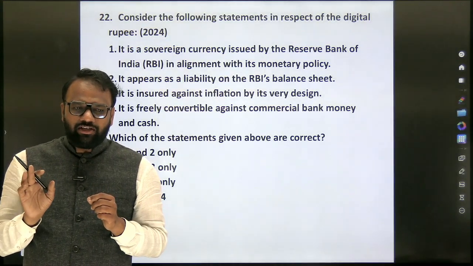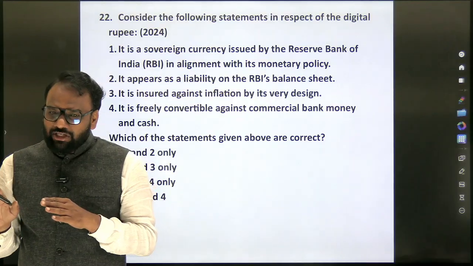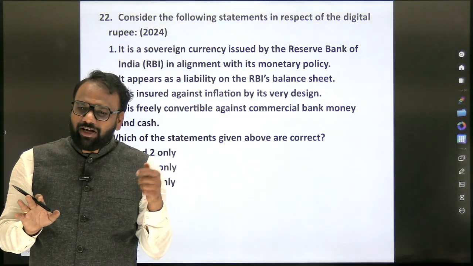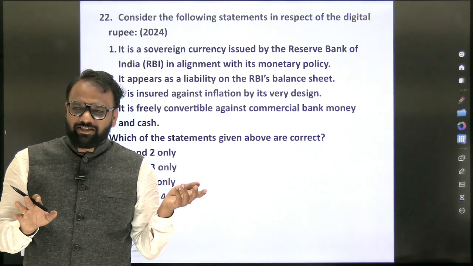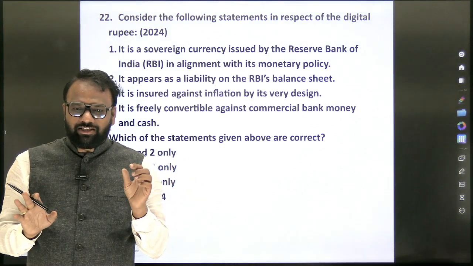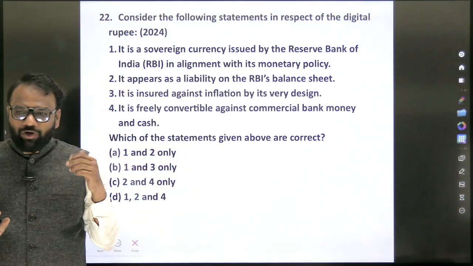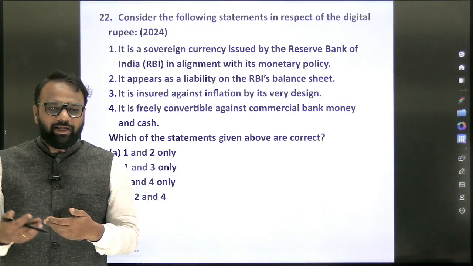Okay, digital currency. Now, whatever balances you have in your bank account, can they be called digital currency? No. It is called fiat currency, but just in digital form. That is not called digital currency. Now, using digital currency, what you can do, in the forthcoming days.